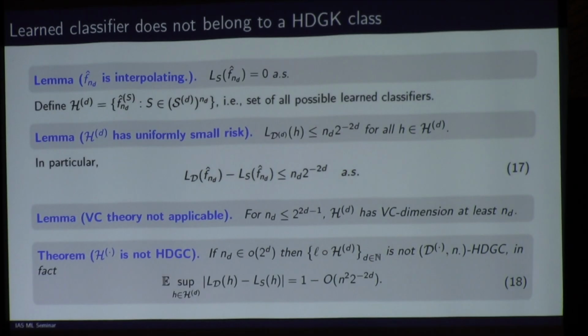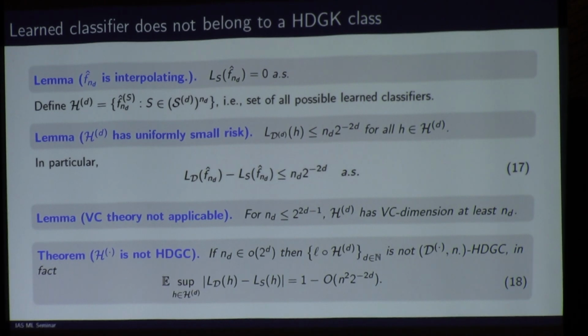All right, but you can say some slightly more precise things using this high-dimensional Glivenko-Cantelli. So first of all, this thing is interpolating. We've designed this learning algorithm that doesn't make any mistakes in the training data. It has uniformly small risk, because exponentially small risk, assuming that the distribution is large enough, right? These bit vectors are big enough.